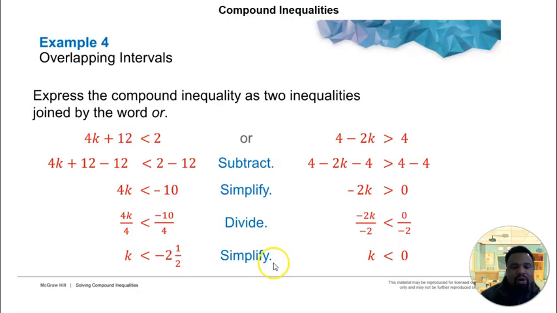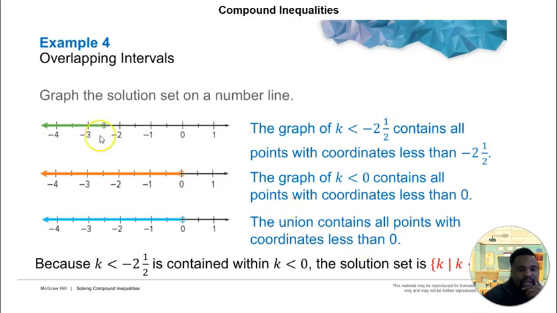0. Notice they're going to overlap, because if you graph this, you're going to have an open circle on negative 2.5 going to the left, but you're also going to have an open circle on 0 going to the left. So you want to choose one that's going to include both. And so if I choose one that includes both, the graph I would choose would be k is less than 0. So if I choose the graph that has both, it will be this one. So k is less than 0. That's what you want to select.